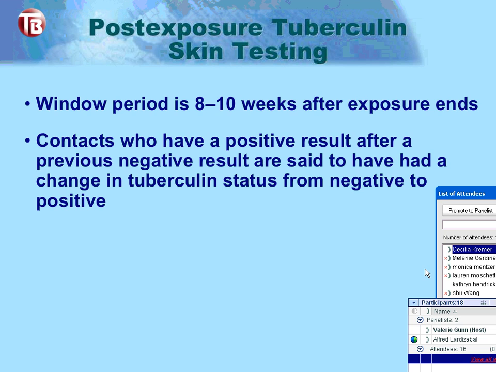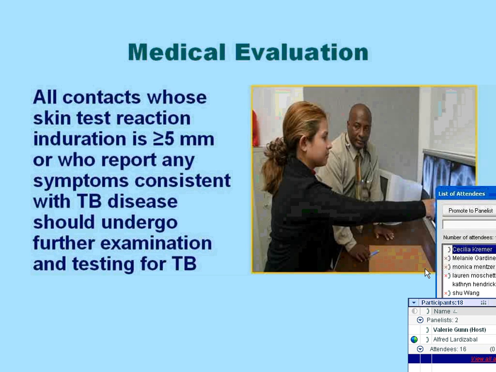As I mentioned earlier, if a contact has a positive skin test at this point, they're considered infected and should be addressed appropriately. So all contacts with a positive skin test reaction of 5 millimeters or more, or very importantly, anyone among the contacts who reports symptoms consistent with TB disease should undergo further examination immediately and testing for TB. So that would include a chest radiograph and a clinical evaluation.